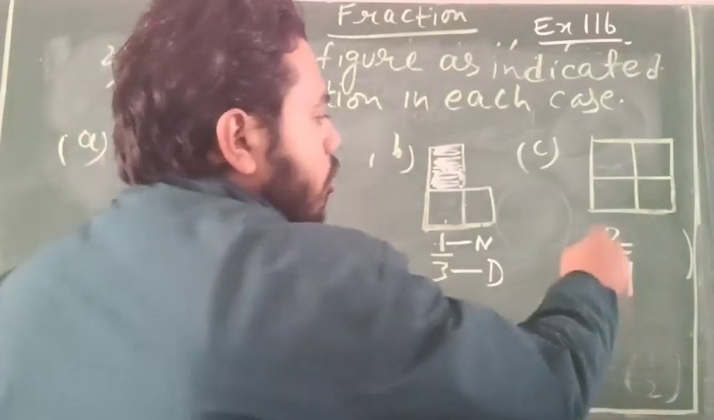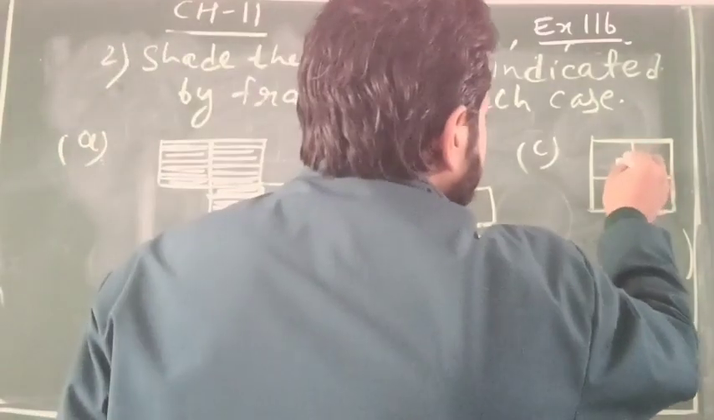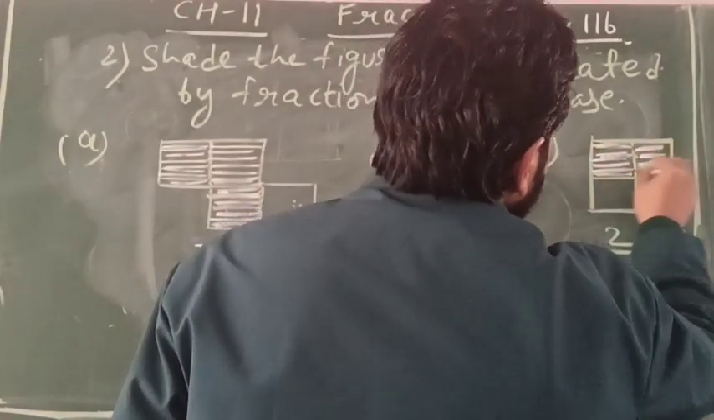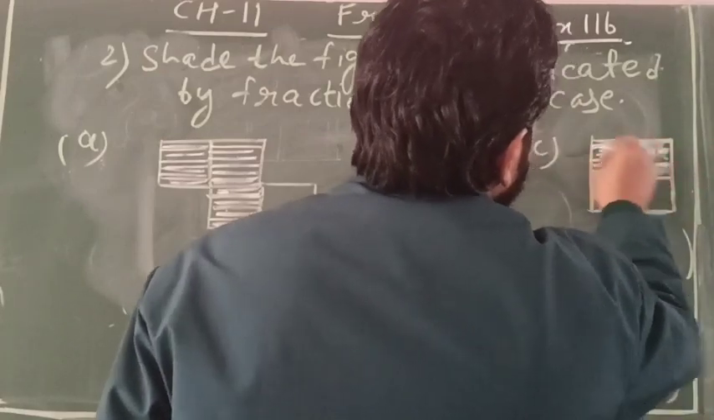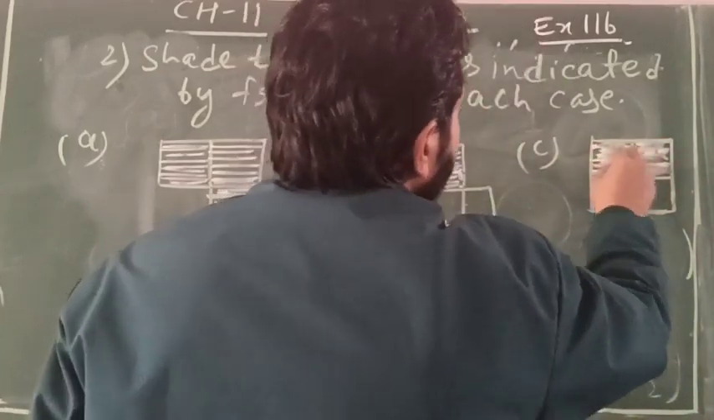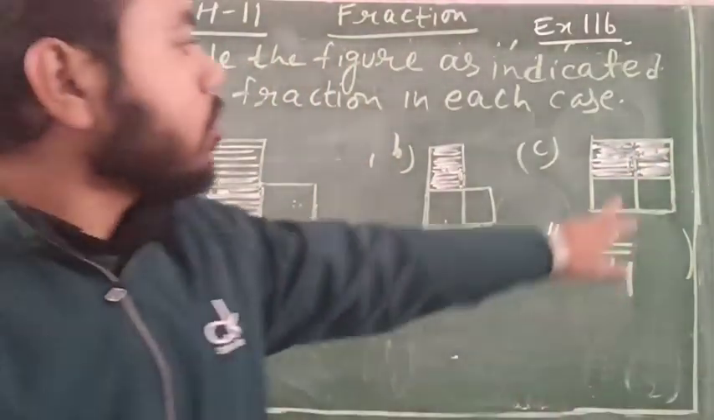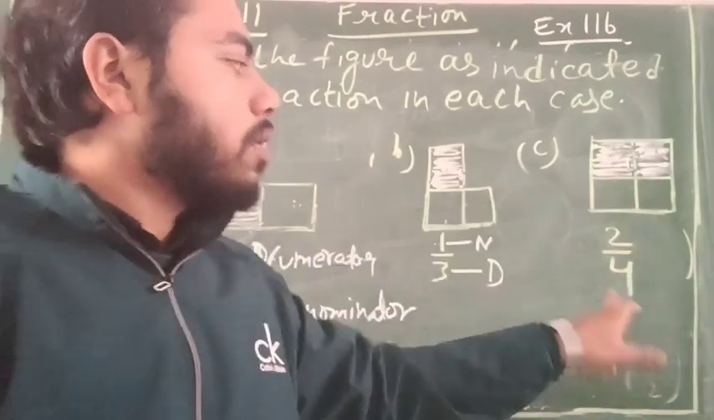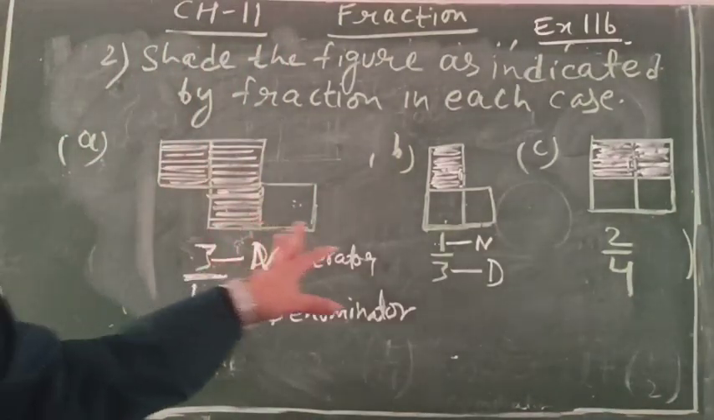And now that is 2 by 4. It means here the numerator is 2 and the denominator is 4. So you have to color two parts. So here you set two parts. So this is representing 2 by 4.